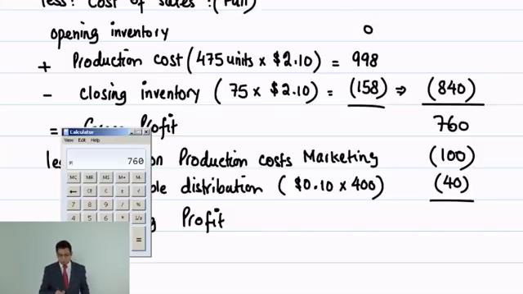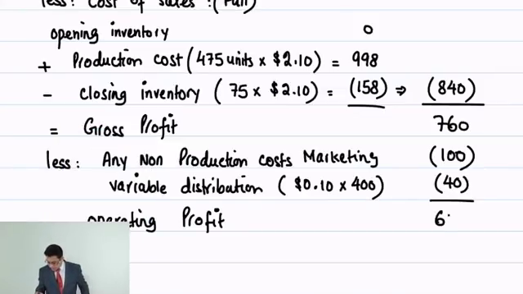Now here is our operating profit. 760 minus 100 minus 40, we end up with 620. 620. Is it okay? Right? I suppose it should be okay. Now here is one issue we need to deal with before we start doing the profit reconciliations.